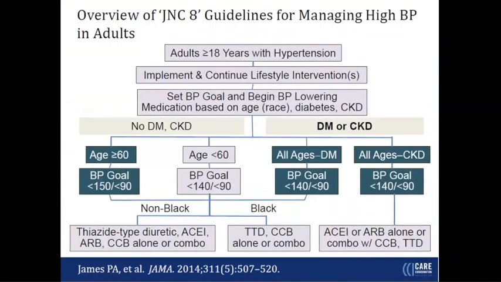This is the JNC 7 guideline. I just want to show you, not to confuse you, just to tell you that in JNC 7, for patients more than 60 years old, the BP target is less than 150/90. You see, already we can give the thiazide type diuretic, calcium channel blocker, or combination. This is the best treatment. Thiazide type diuretic, calcium channel blocker.